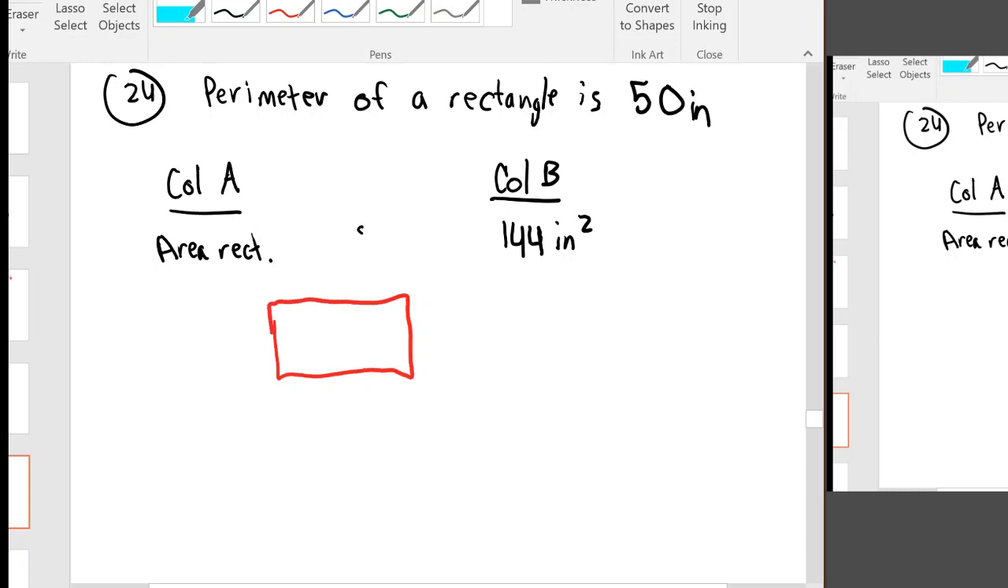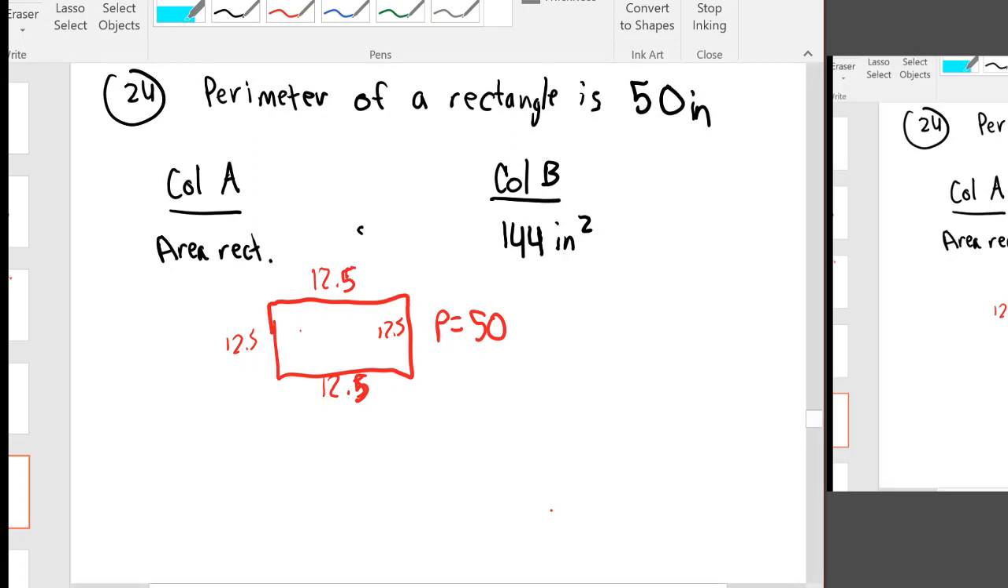here's the thing. They say perimeter equals 50. They don't give you any other information. They don't even tell you that it's integers, right? So I could have decimals. So this could be 12.5 and 12.5, right? This could be a square, for all I know, because a square is a type of rectangle.